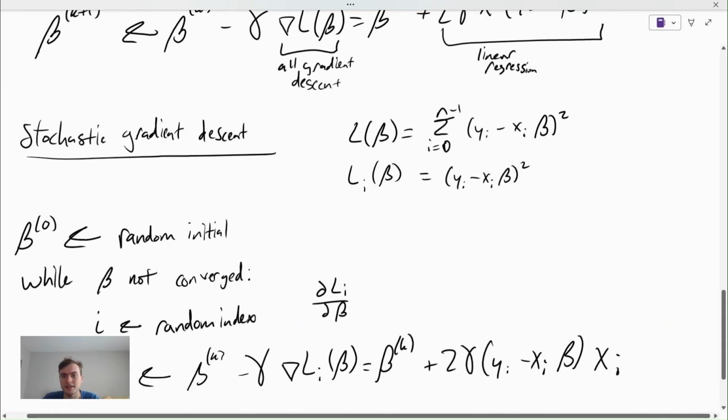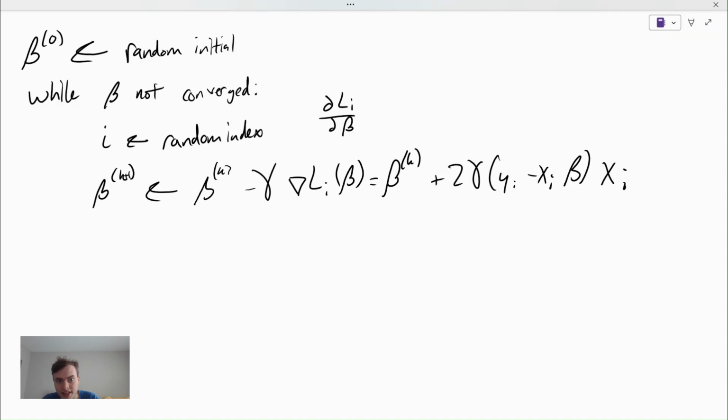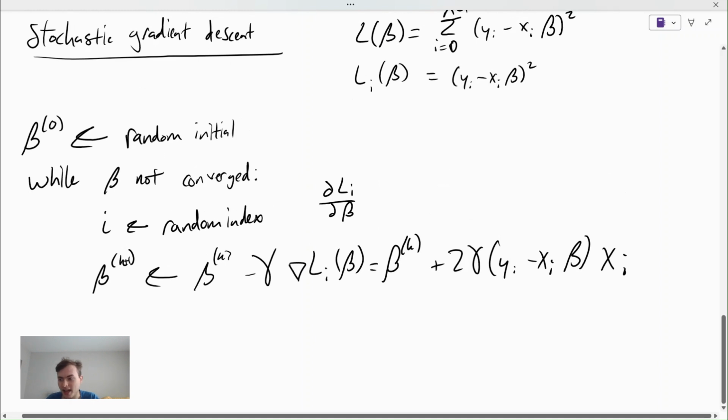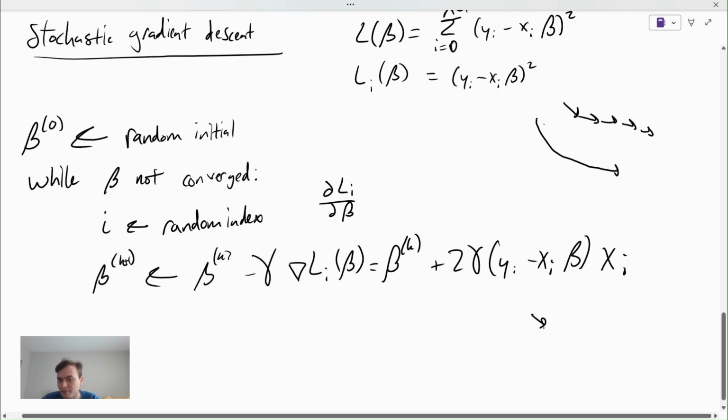There's going to be a lot more cross product terms. And not only is it a lot faster, it's also random which i we choose. We're not going over the entire data set. In gradient descent, we would be taking basically the same direction every time. For this k, for this k, for this k, we're going in the same direction. But now our direction depends on which i is chosen. So we're taking a more indirect path to get to the same solution.